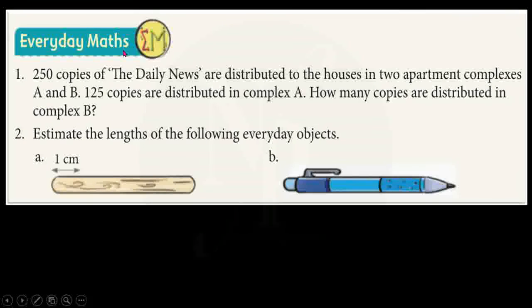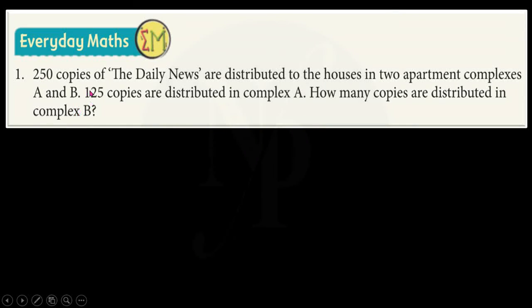Everyday maths. Here we have two questions, 1 and 2. Let us solve these one by one. First let us look at question number 1. 250 copies of the daily news are distributed to the houses in two apartment complexes A and B. 125 copies are distributed in complex A. How many copies are distributed in complex B?